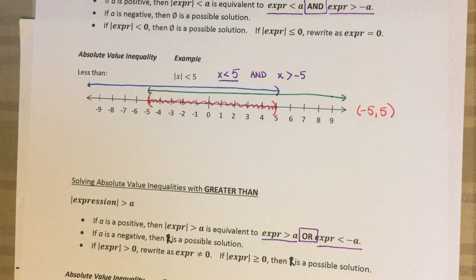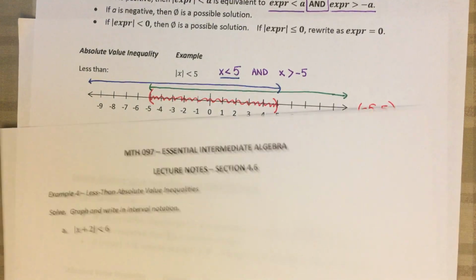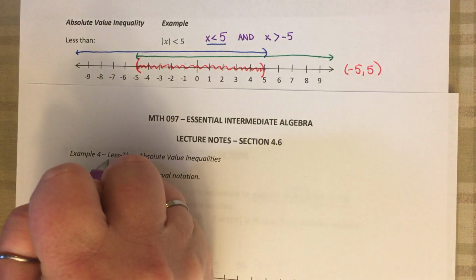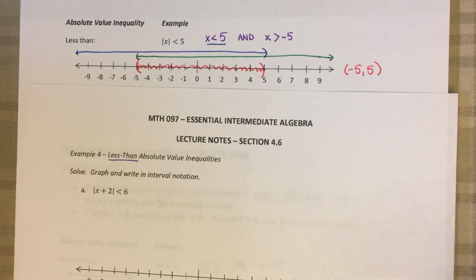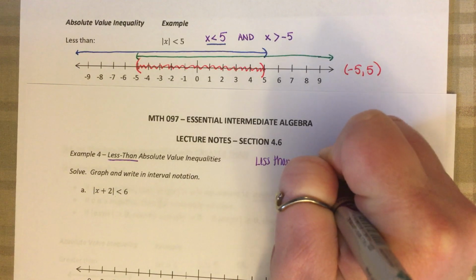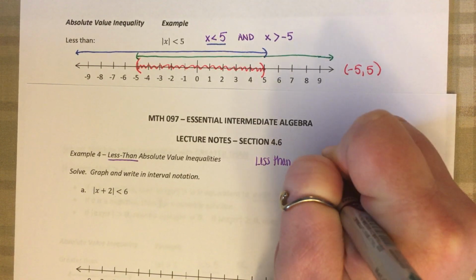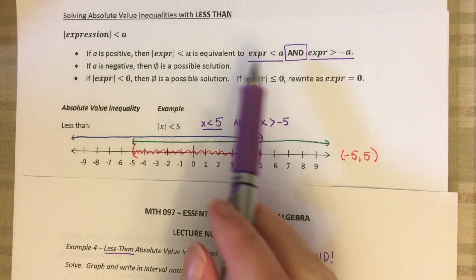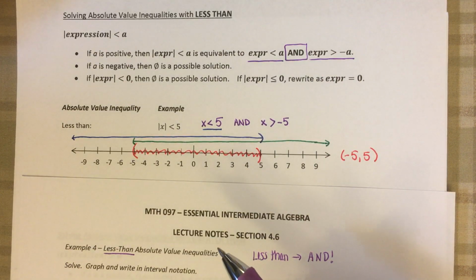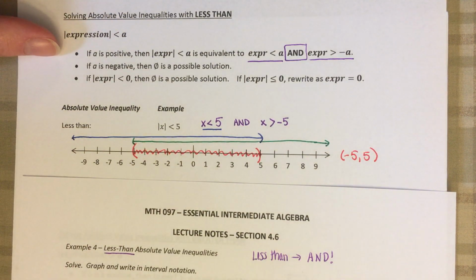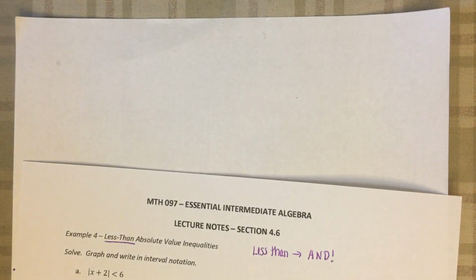So on the next page, our first example, we are going to start with less than absolute value problems. Less than means we want to think about the word and. So when we're writing out our answers, we're going to use this to model what we're going to do. We're going to have two different pieces of our number line, and then our final answer is going to be the and area that is shaded in between.